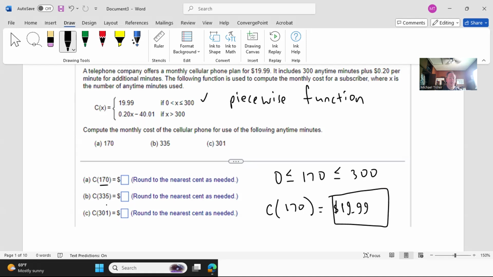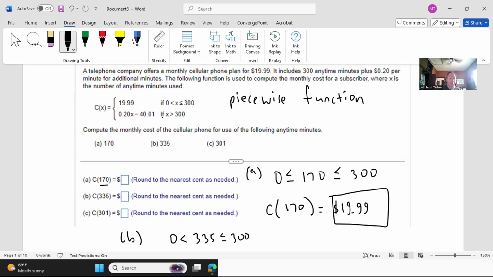So this is if we used 335 minutes. All right, so again, we got to figure out which one applies. So for the B part, we have 335. If we use the first one, that would be 0 is less than 335, which is true, and less than or equal to 300. But 335 less than or equal to 300 is false, and so we cannot use the first one.